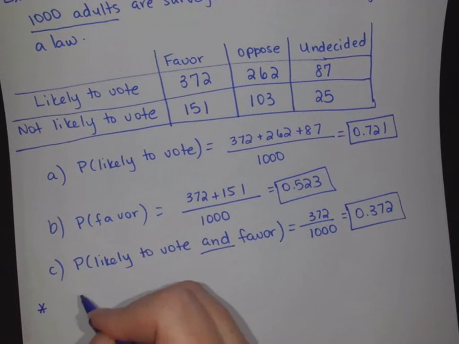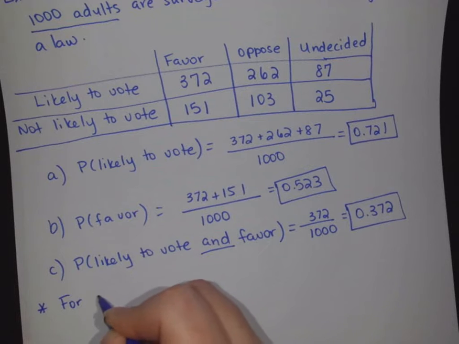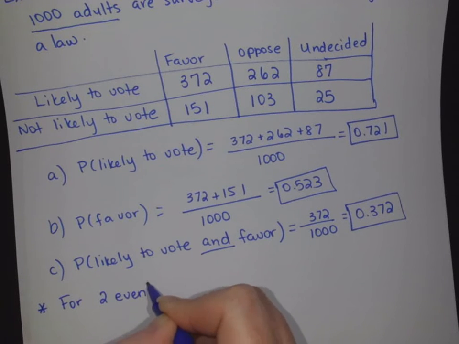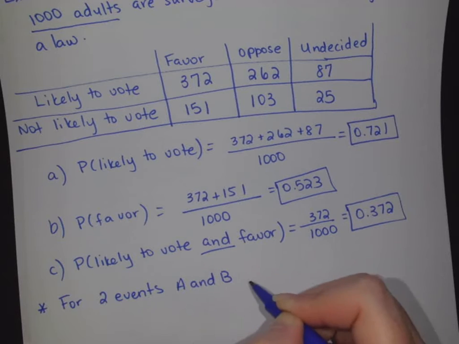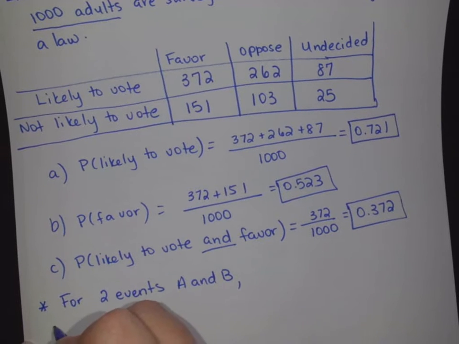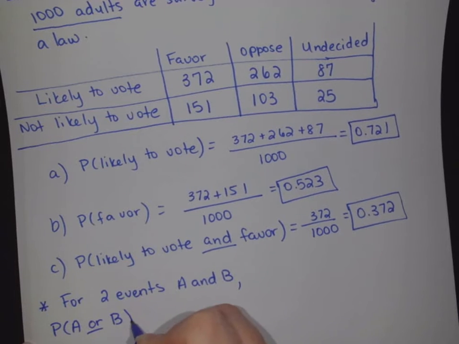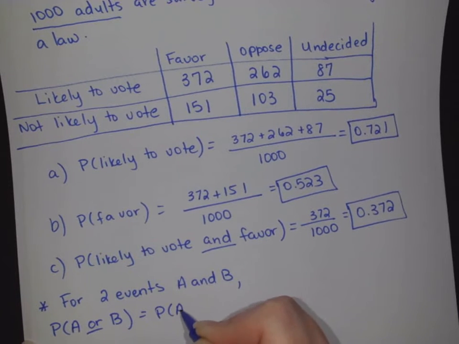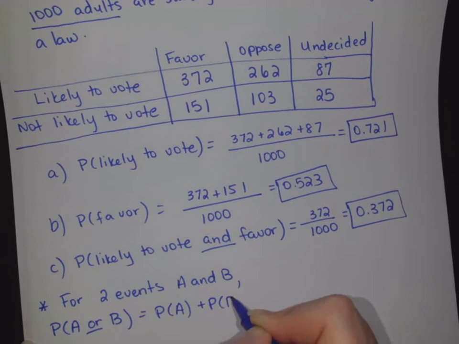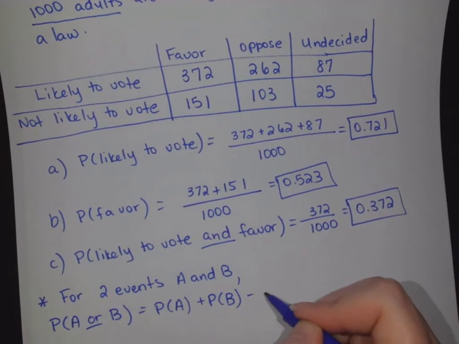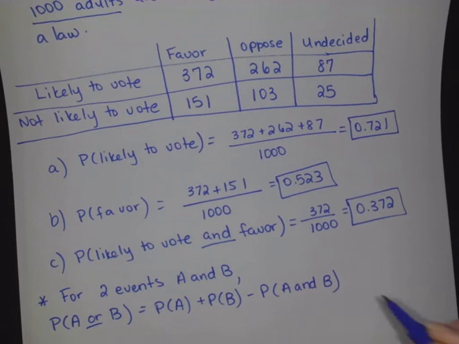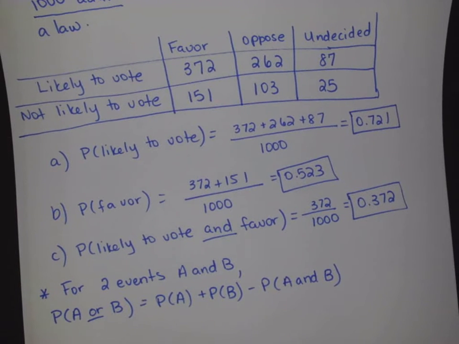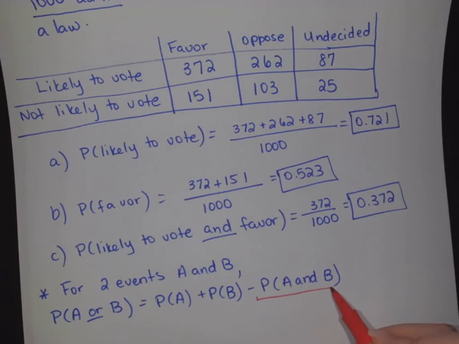All right, so we're going to come back to this example in just a minute, but I'm going to put a star by this because this is a formula or concept you need to know. So for events A and B, the probability of A or B occurring is going to be the probability of the first thing plus the probability of the second thing. But then you've got to subtract off the probability that it is both. For now, just write down this formula and then we're going to use our previous example to talk about it.